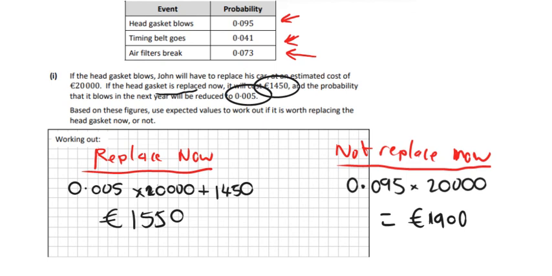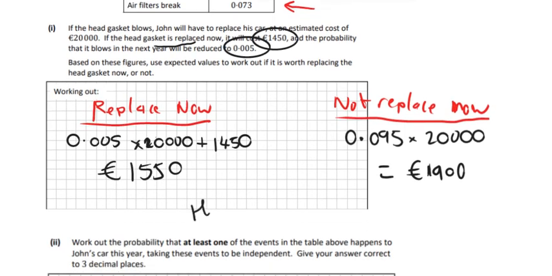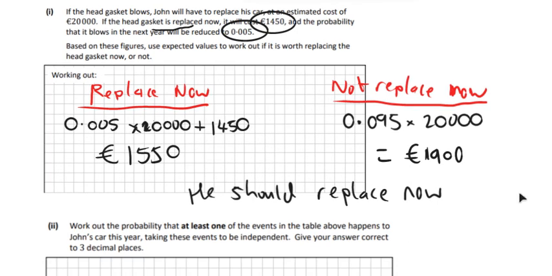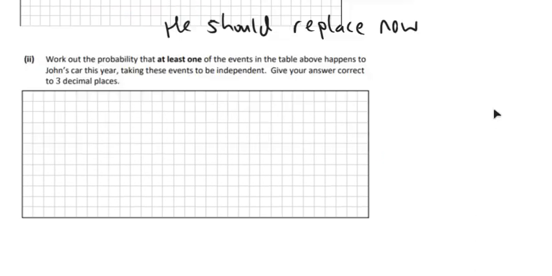So you can see clearly enough there, he should replace it now. And that's your conclusion, because it's much less. The overall expected money to pay is less by 400 euro.